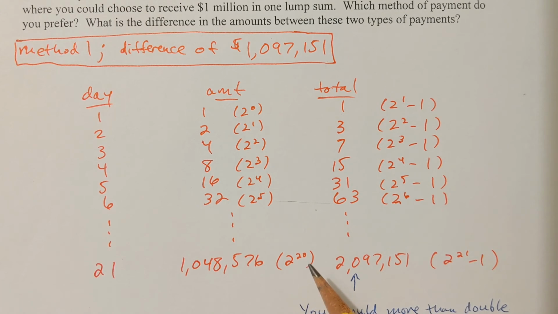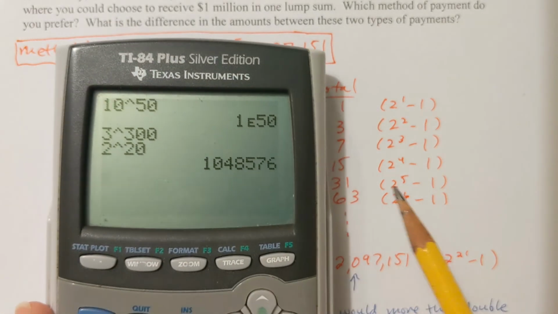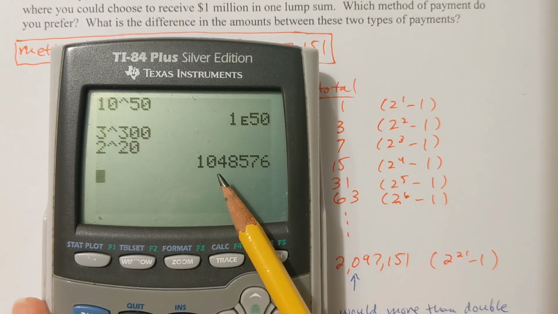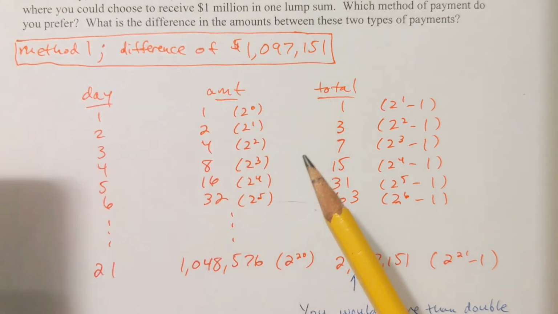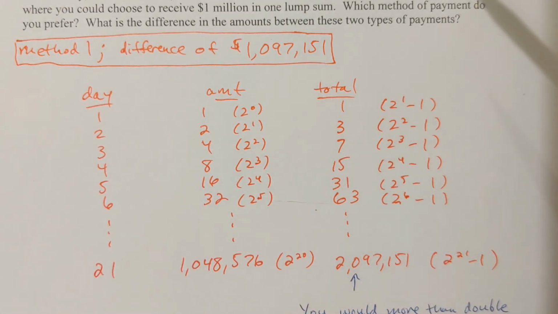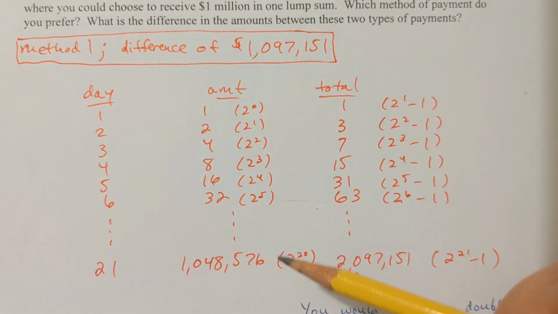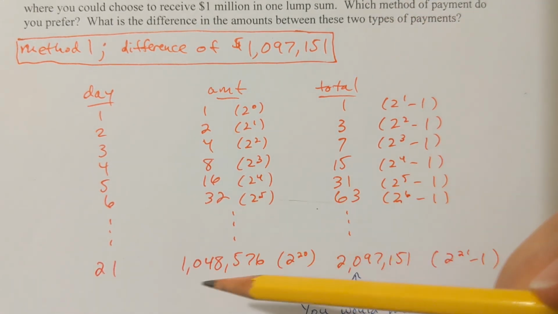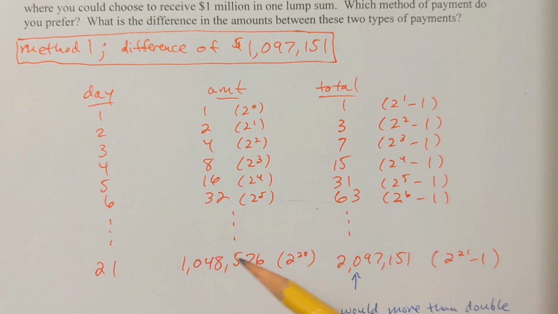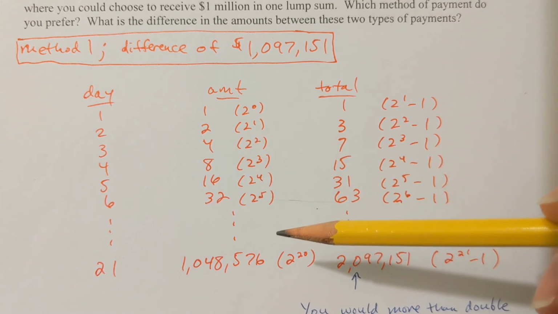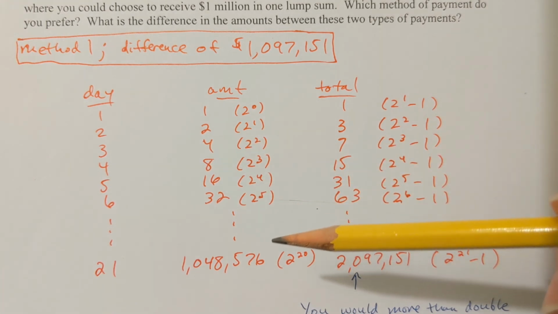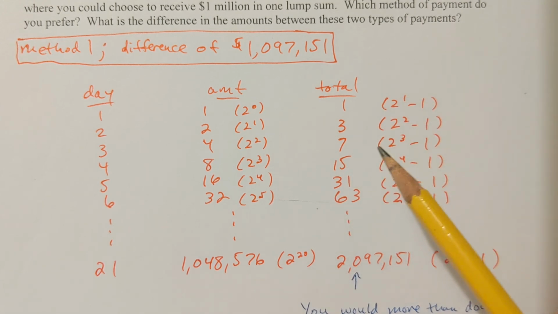Okay, so 2 to the 20th power, if you were to enter that in the calculator, it gives you 1,048,576. So already you can see method 1 is going to be the better method since you'll be making over $1 million. Now, the nice thing about method 1 is that this is only the amount that I'd be making on day 21, plus the amounts that I would make on the previous 20 days. Okay, so method 1 is going to be by far the better method.